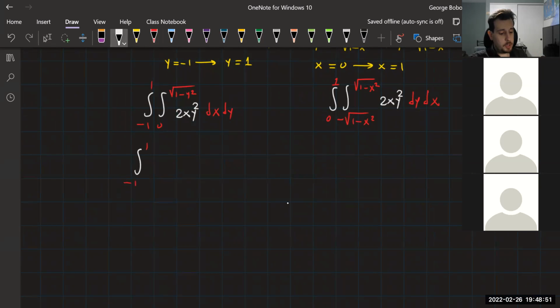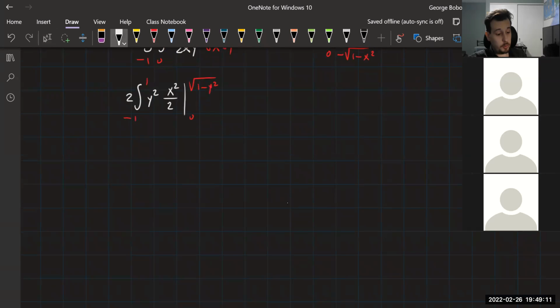Again, you have 2xy squared. If you do the integral for x right now, the 2 will come outside. You have the y squared remaining. X will go to x squared over 2, and you're evaluating this from 0 to square root 1 minus y squared. So you go ahead and take the integral. These twos cancel. What do you have left?